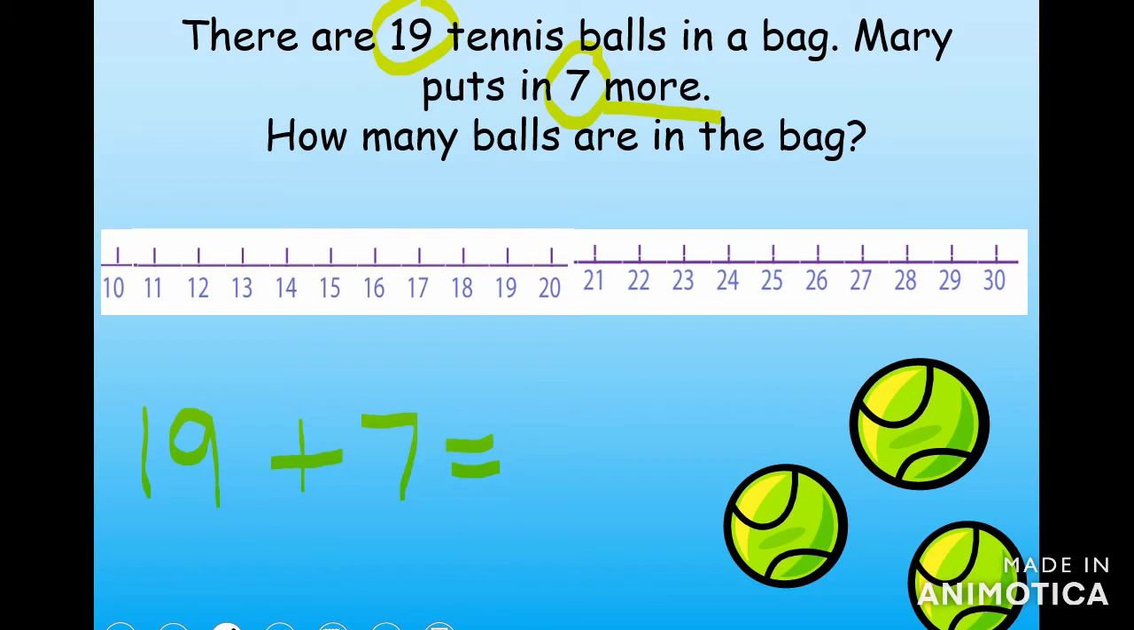Now what we can do, we can use our skill from before. Because we'll be crossing over 20, we can use what we've already been doing this week, by splitting the 7 up. To get from 19 to 20, we do a jump of 1. So we're going to split 7 up into 1 and... what number adds to 1 to make 7? Well done, it's the number 6.